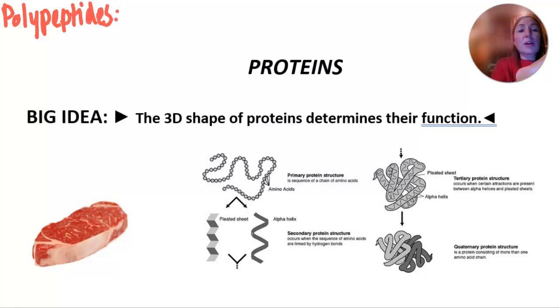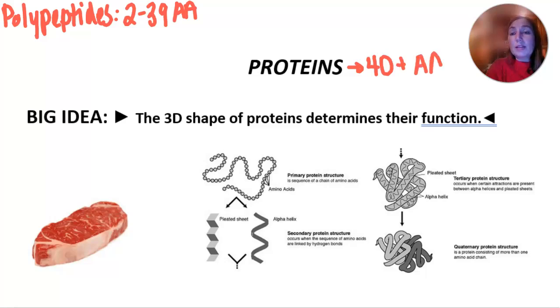Polypeptide is really a term for having, usually people say, 2 to about 39 amino acids. Again, if we have 2, we call it a dipeptide. If we have 3, we call it a tripeptide. But up to like 39 or so amino acids, people call polypeptides. Proteins then are polymers of 40 plus amino acids. These are lots of amino acids end to end to end with peptide bonds holding them together.